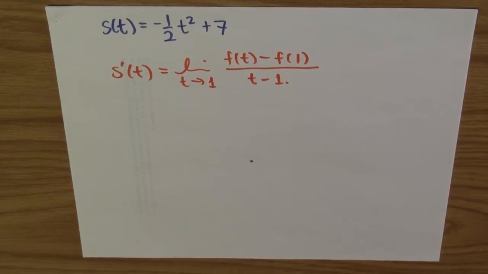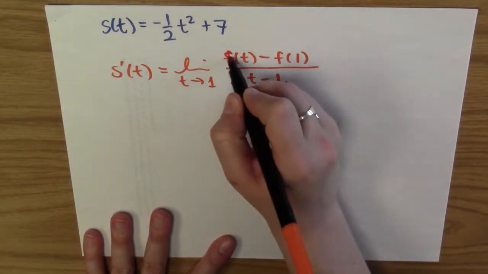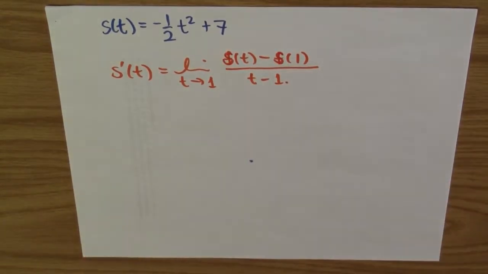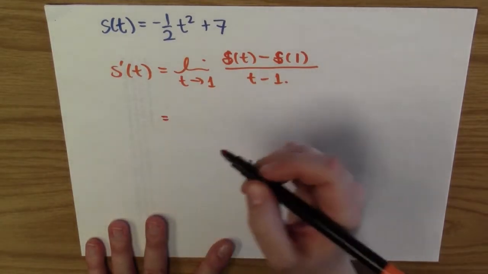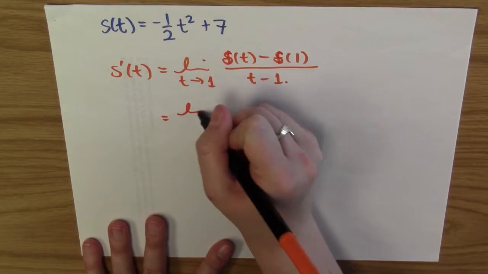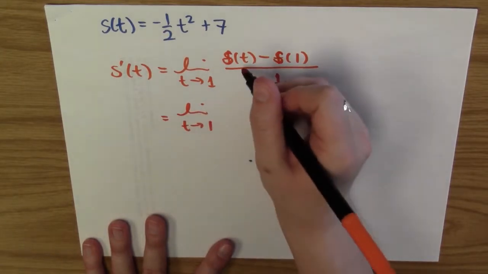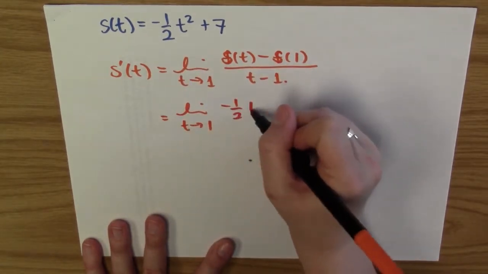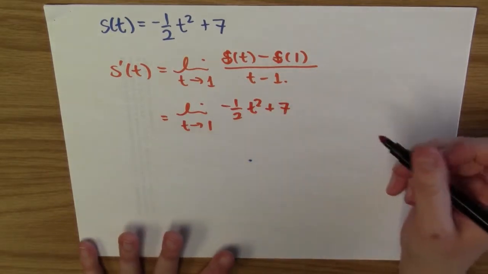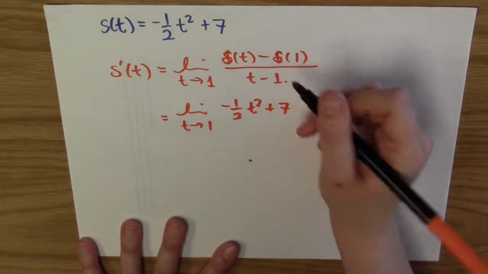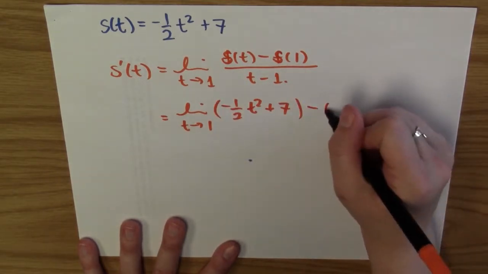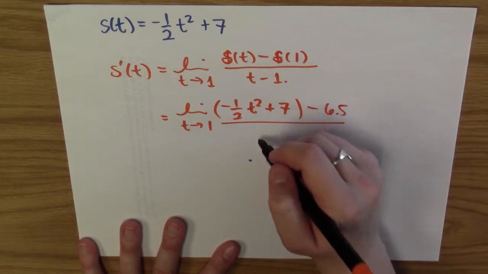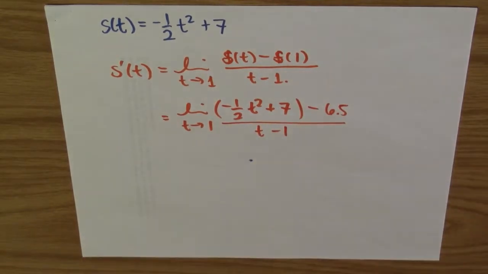Limit as t goes to 1, f of t minus f of 1 all over t minus 1. Ooh, this should be s. S of t, s of 1. Very important to make sure you remember what the name of your function is. So here we have the limit as t approaches 1. S of t is negative 1/2 t squared plus 7. And we said we already know that s of 1 is equal to 6.5. And on the bottom here, we have t minus 1.